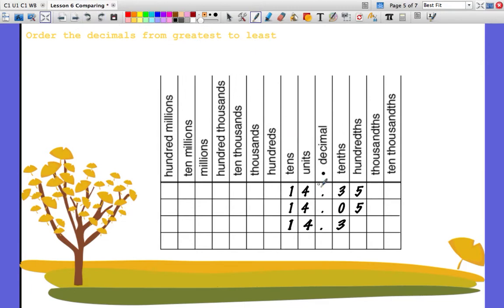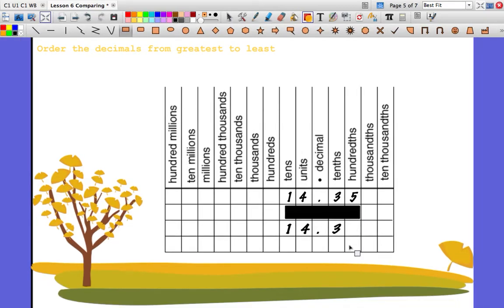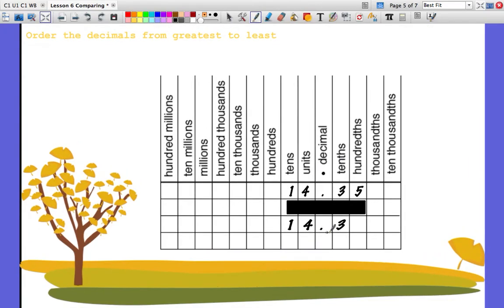All right, you'll notice when we line up the numbers that in the tens we have all ones, in the ones we have all fours, then we get to the tenths. In the tenths we have 3, 0, and 3, so we automatically know that this number cannot be our biggest number because instead of having a 3 here, it has a 0. Now, here, when we get to the hundredths place, this 5 has nothing to be compared to. Because there's a decimal here, we can always add zeros to the end and it doesn't change the value.